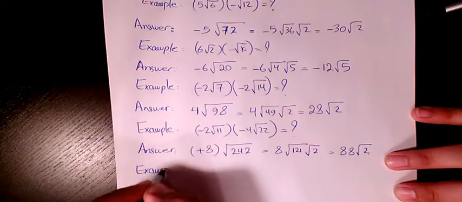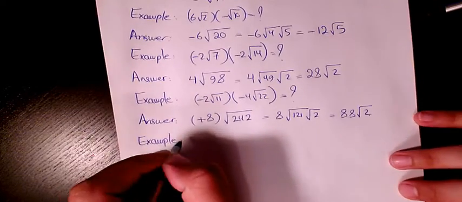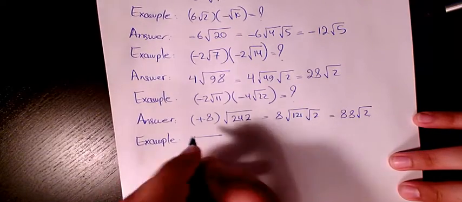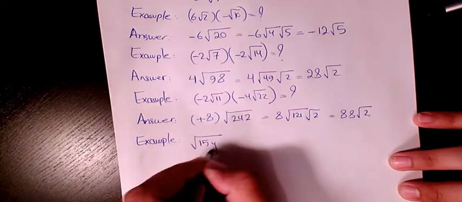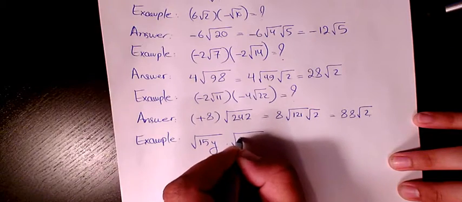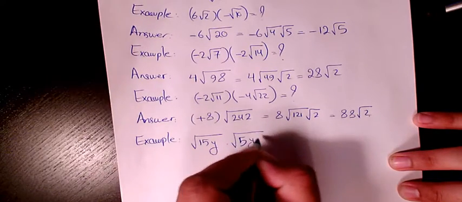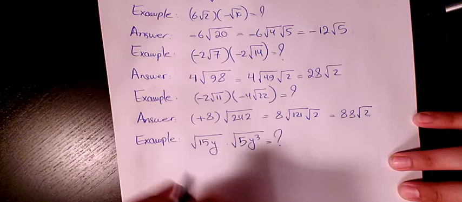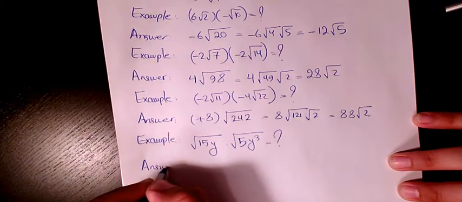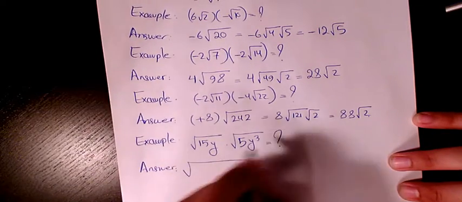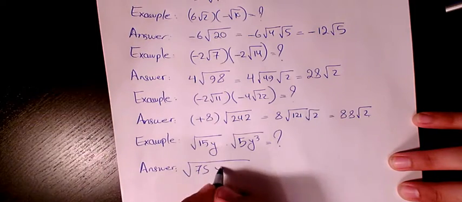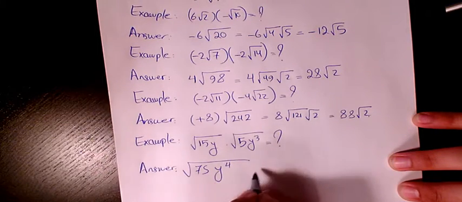Next example. What we have here is 15y times square root of 5y to the power of 3. Answer is 15 times 5 is 75. Y times y cubed is y to the power of 4.